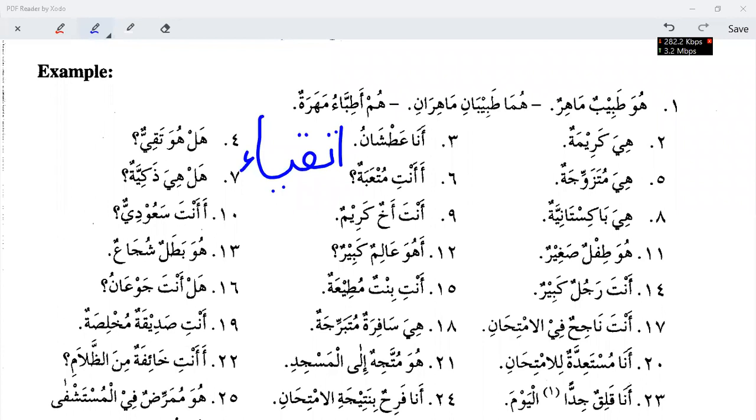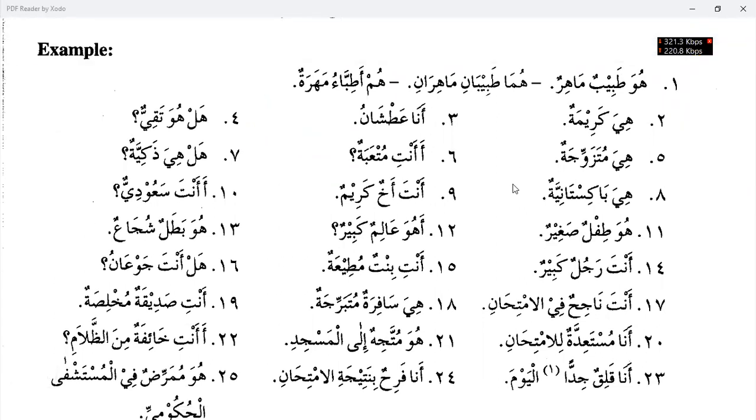Wa Zaujat. Huma Mutazaujatani. Hunna Mutazaujat. Okay. Antum, Anti, Mutabat. Antuma Mutabatan. Antum Mutabat. Next, Antunna, Miss Antunna, yes. Okay, next is Khatija.